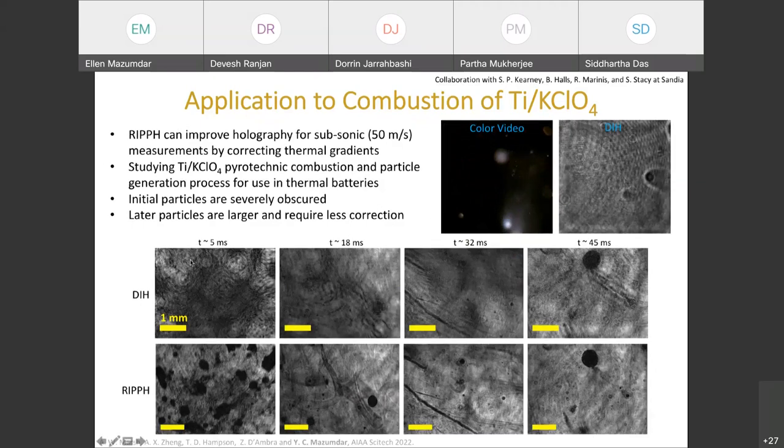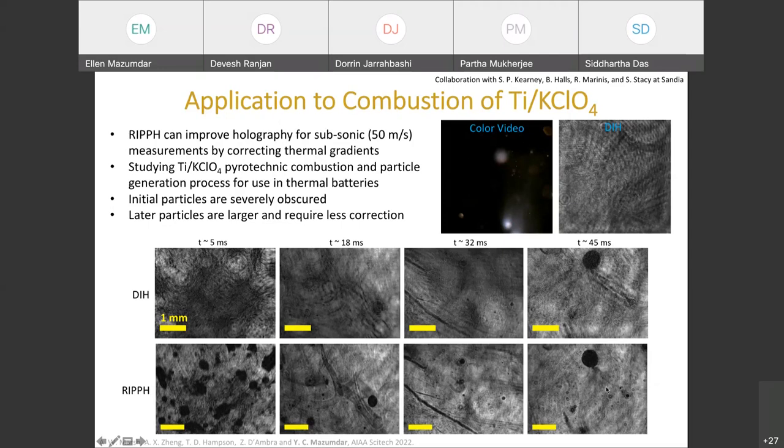It's a sort of a benchtop experiment. So the top row is digital inline holography. The bottom row is RIF. So these are taken at about the same time and in the same experiment. So for the initial time, there's a lot of thermal gradients and you can't see any particles with DIH, but with RIF, you can actually start seeing particles. And in general, at later times, they're much more similar in quality, but RIF does actually produce slightly nicer quality images.